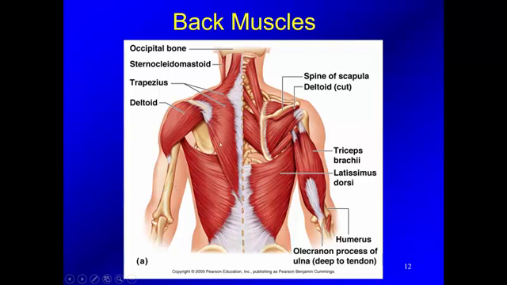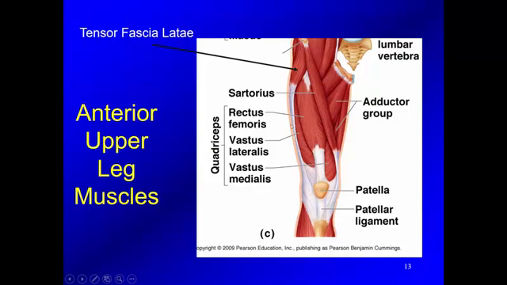Here's some more back muscles, the trapezius and the deltoid. The large one is latissimus dorsi. Above the spine of the scapula is supraspinatus, underneath is infraspinatus, and then the teres major and minor. The front of your leg, sartorius, kind of goes diagonally. The tensor fascia latae goes down the outside. The middle of the quadriceps is the rectus femoris. The outside is vastus lateralis, and on the inside is vastus medialis.